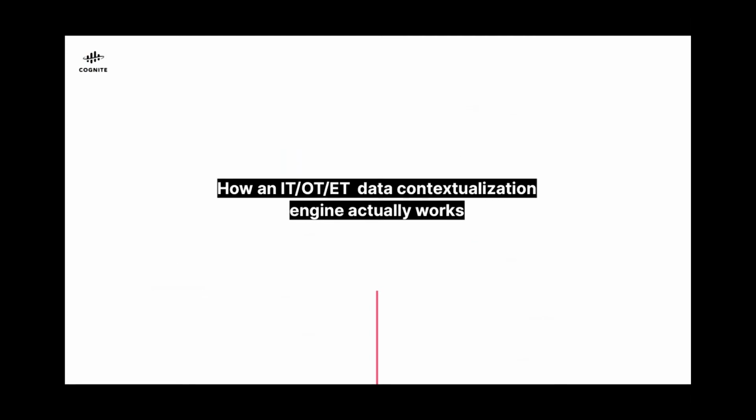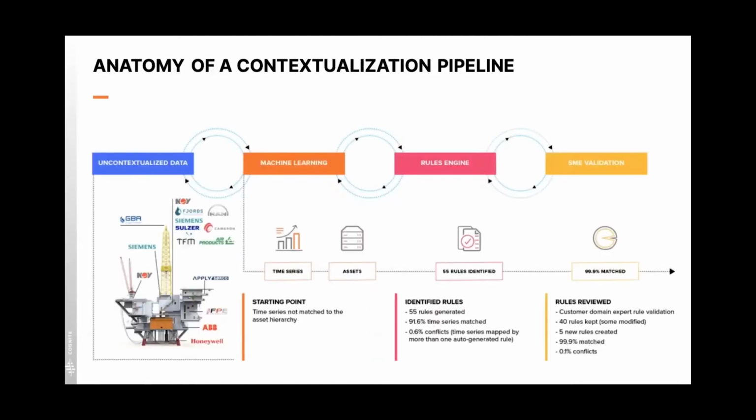So how does this type of contextualization engine actually work? This is the high-level anatomy of a contextualization pipeline or engine. We start with uncontextualized data. Initially, that uncontextualized data goes through our proprietary machine learning models that generate a set of rules that are then provided to a subject matter expert for validation in the form of a rules engine. We cluster the data on the rules, and we provide a confidence score to every single rule that we've auto-generated. Those rules can be tweaked, approved or rejected. And of course, that feeds back into the machine learning model, and it incrementally gets better over time.